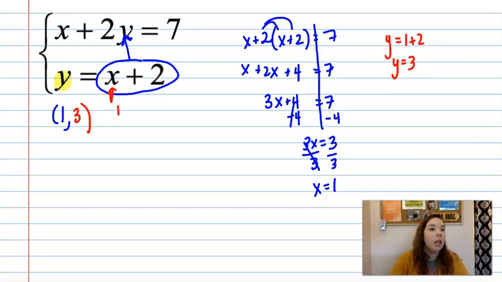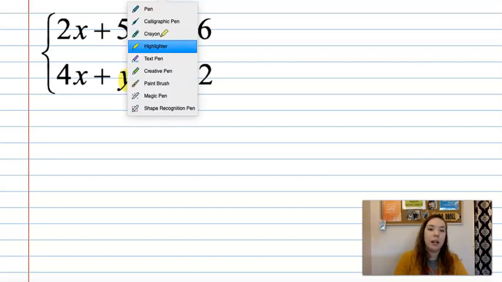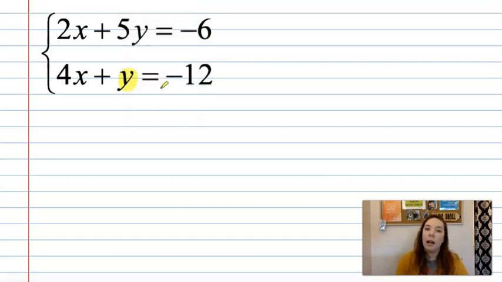Okay? You will not always start with an isolated variable, is the problem here. There is still usually an easiest one to isolate, one that would be easier than the others. When I am looking at these two equations, this y stands out to me as being the easiest to isolate because it doesn't have a coefficient. 2x, 5y, 4x, I could still isolate those, but it would be more steps because they have coefficients in front.